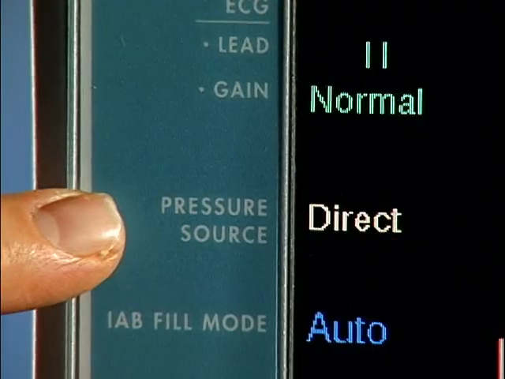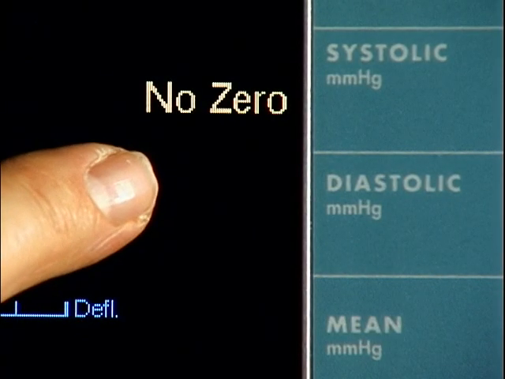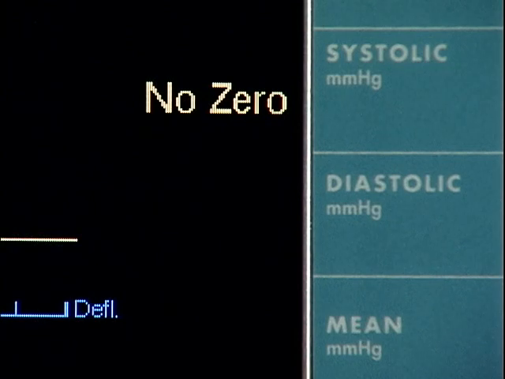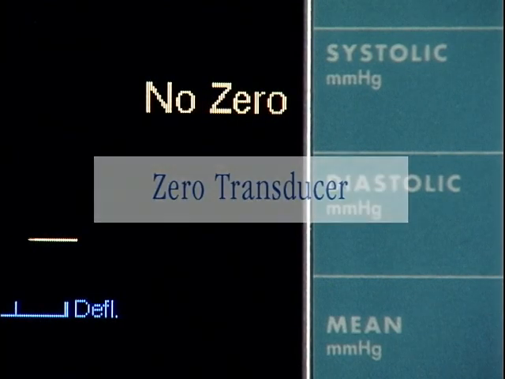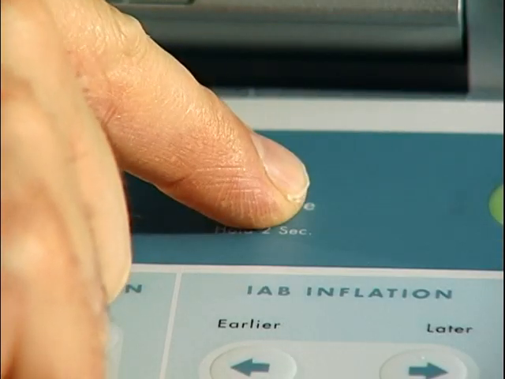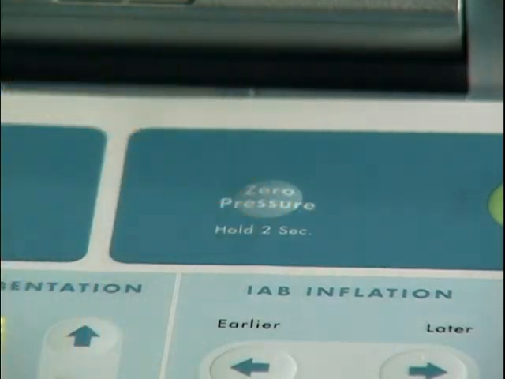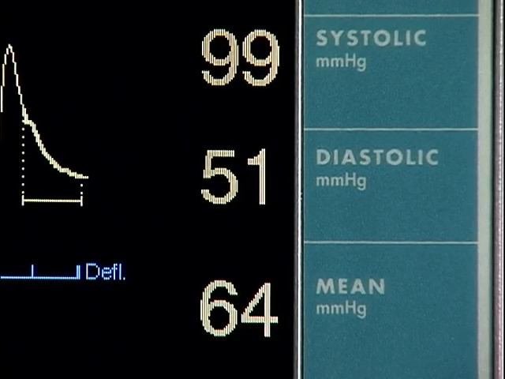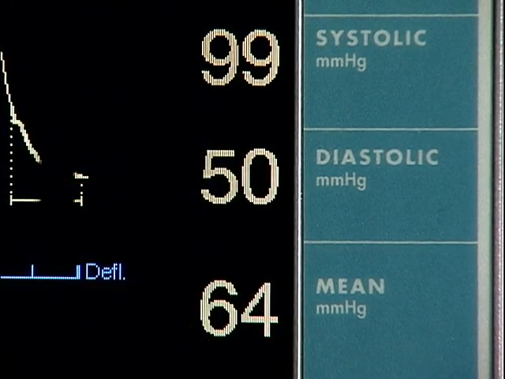Pressure source is displayed on the left side of the monitor. No zero will appear next to systolic pressure on the right side of the monitor screen. This indicates that the transducer must be zeroed. To zero the transducer, open the transducer to air and press the zero pressure key for 2 seconds. Close the transducer to air and note that systolic, diastolic, and mean pressures are now displayed.